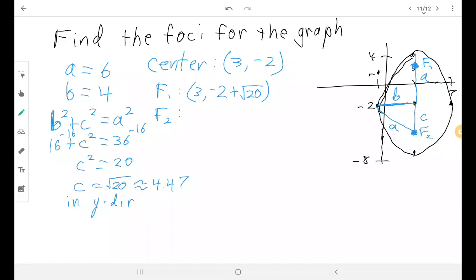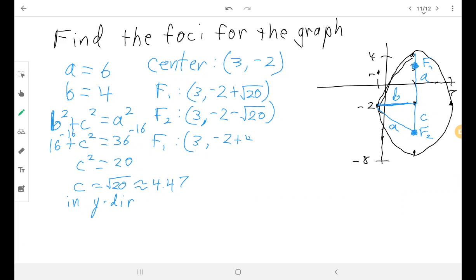So this is the really super accurate way of doing it. For focus point 2, my x value is still 3 because I'm only moving in the y direction. And I'm going to go from -2, and I'm going to move in the negative y direction by square root of 20.